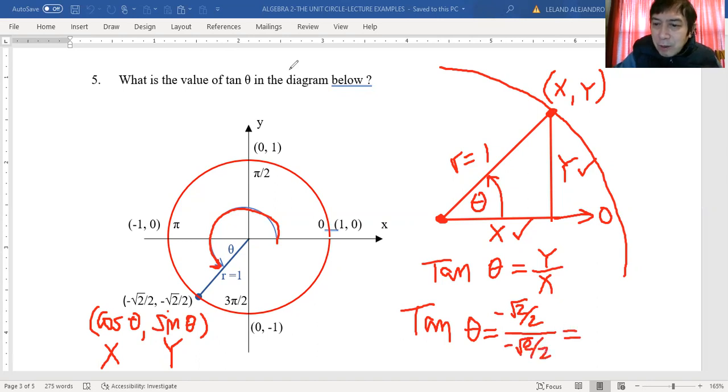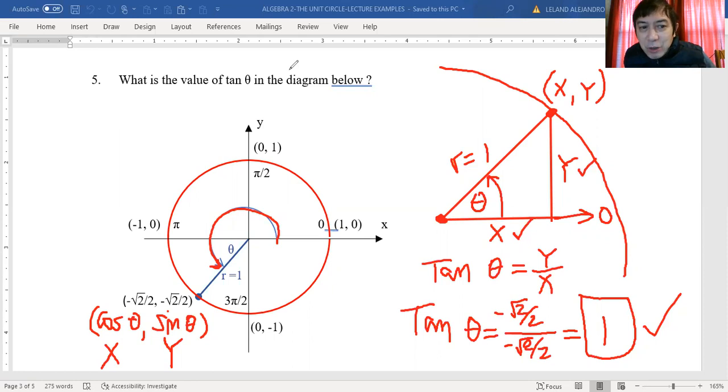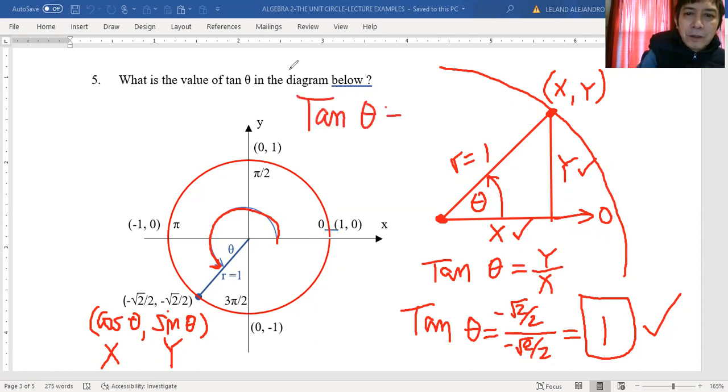And this is exactly positive 1. So the value of tangent theta required here is 1. That is the answer, in the third quadrant, for 225 degrees, a multiple of 45 degrees. The tangent in the third quadrant is positive, so the answer is exactly 1. Tangent of theta equals 1. That's the answer.